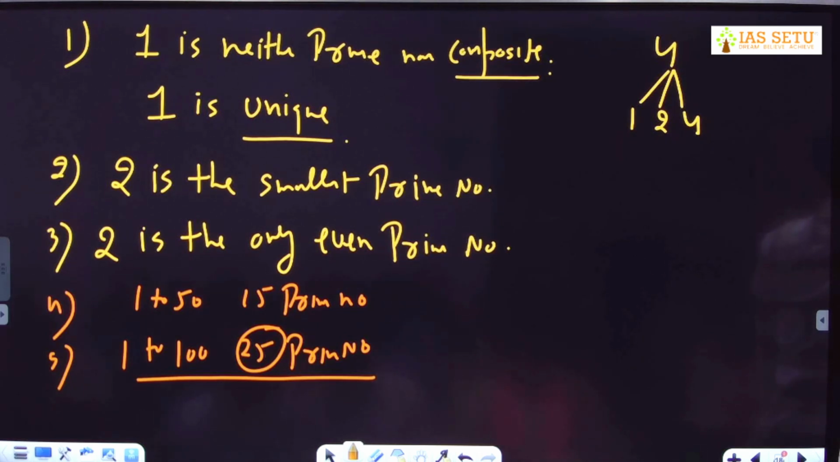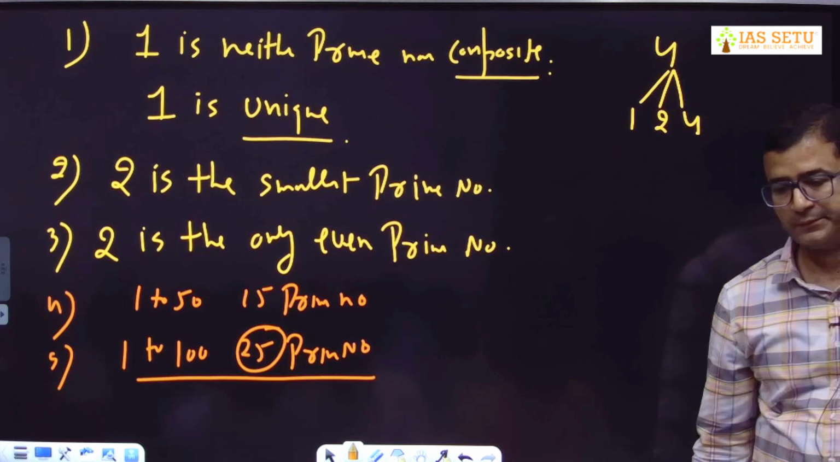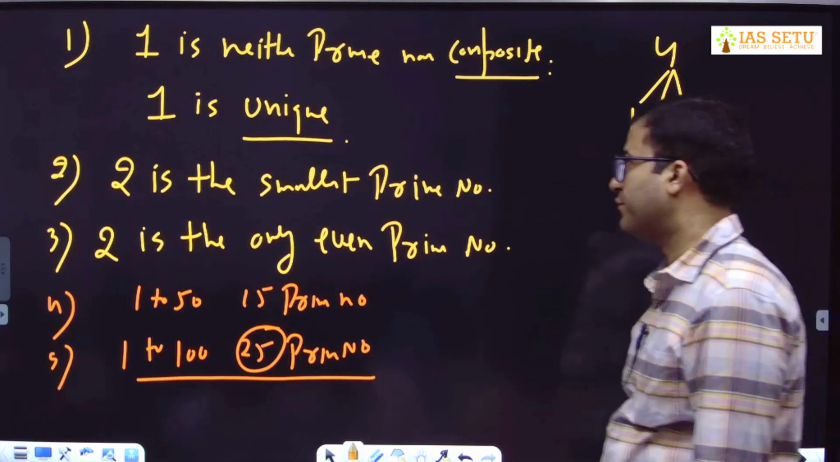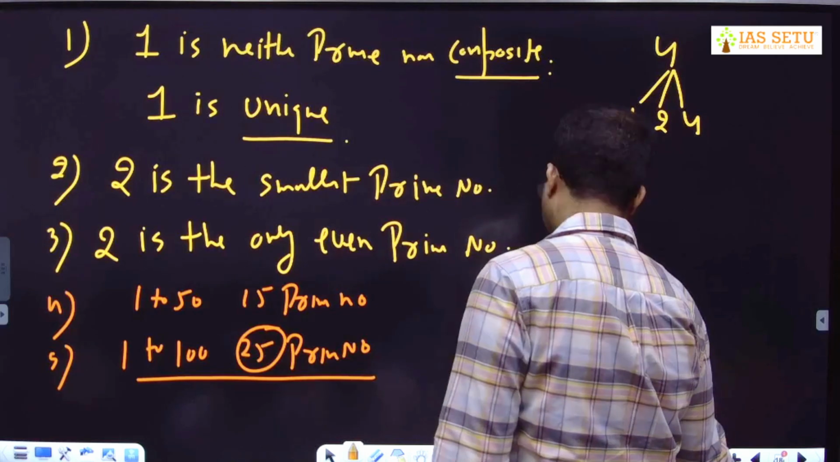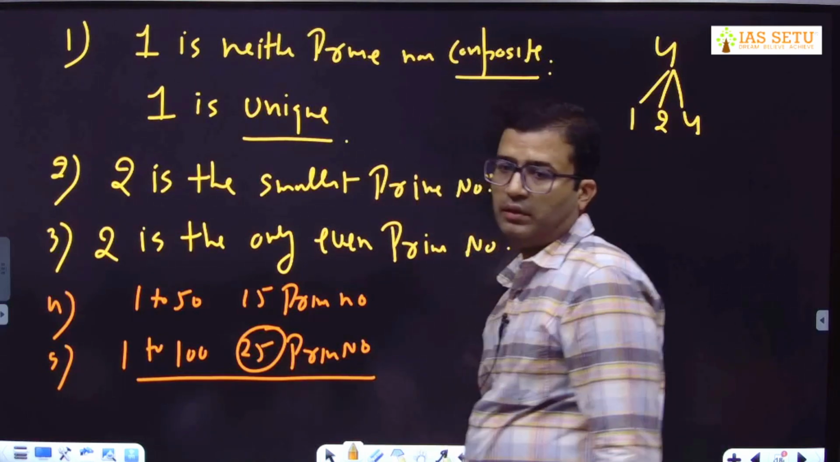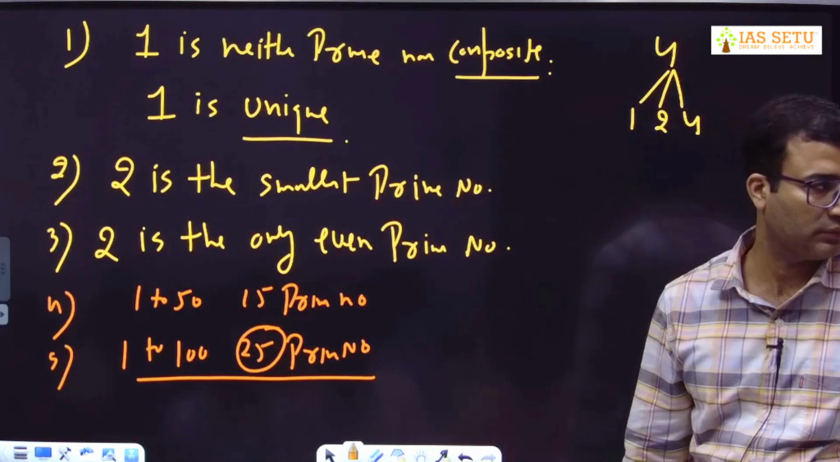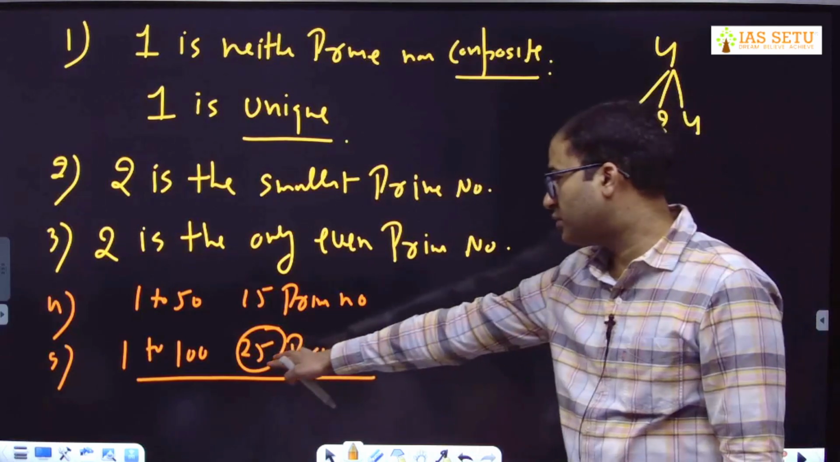Next, you write: composite numbers are those natural numbers which have more than two factors. Okay. I give you the list of these prime numbers.